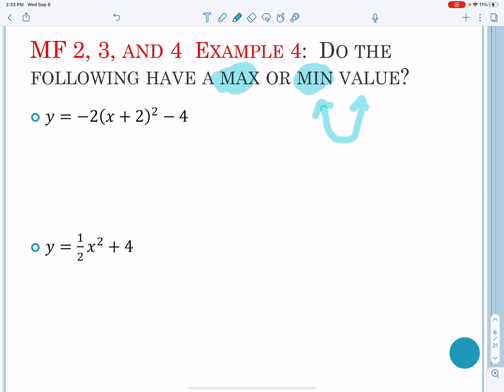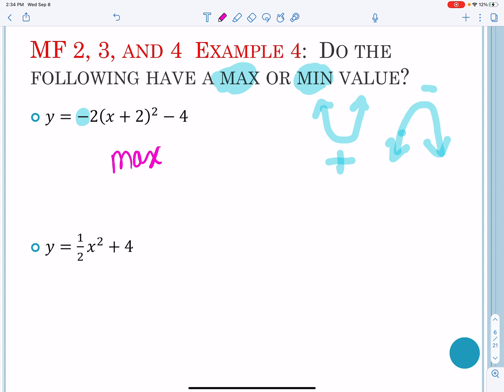Most parabolas look like this, so that's when the front number is positive, your A value, your leading coefficient. If it gets flipped, that's when you have a negative sign up front like this. So this graph, it's not even asking me to graph it, it's just asking me to recognize the fact that it's been flipped. So if it's been flipped, then you're going to say that it has a max value. Okay?